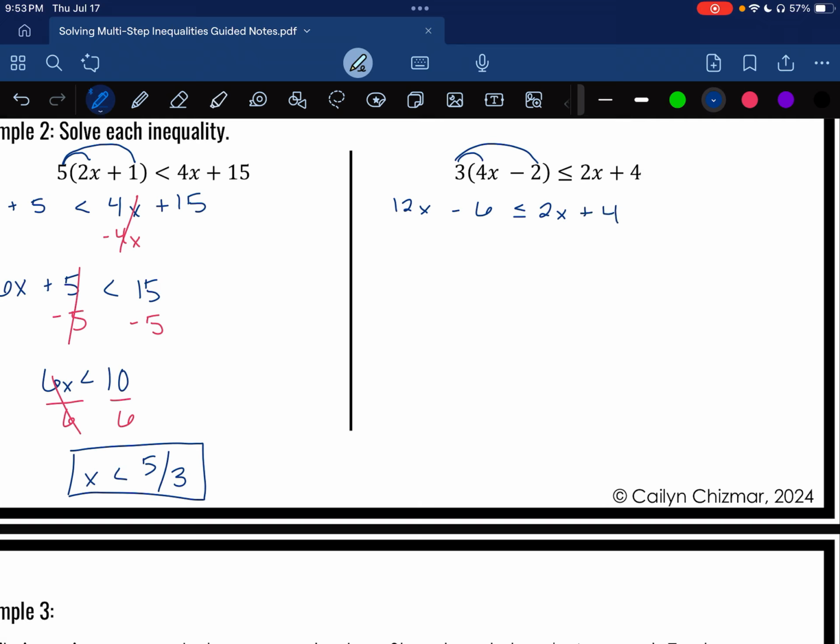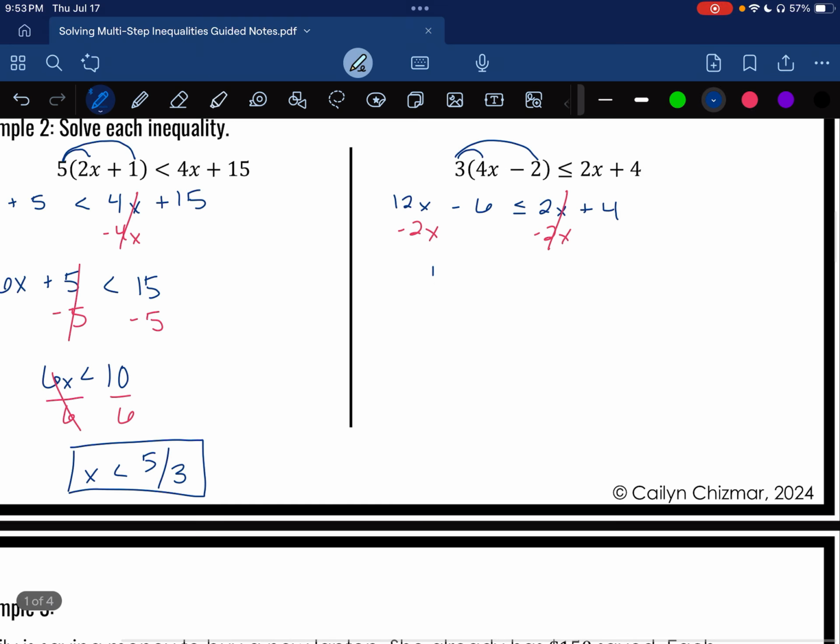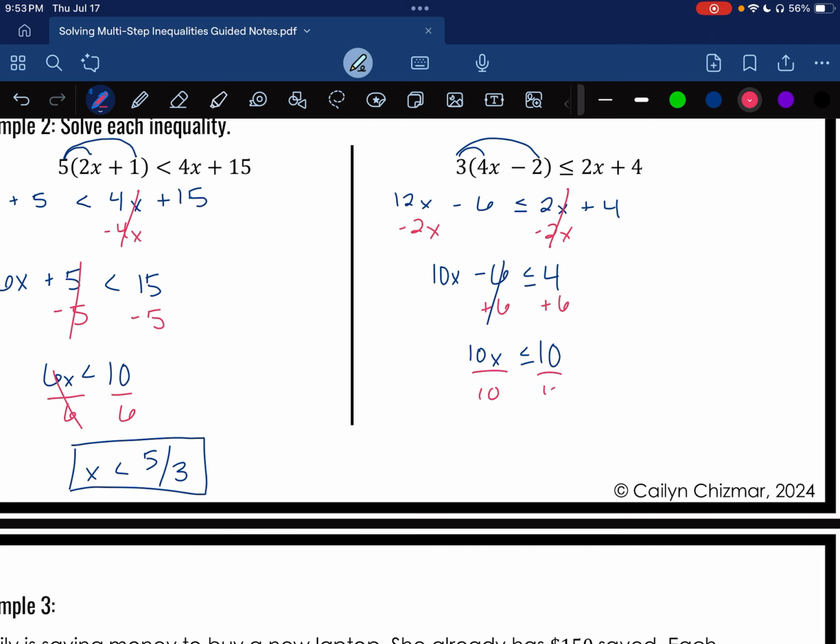Now we're going to take this 2x away from both sides. And we got 10x minus 6 is less than or equal to 4. Gonna get those constants on the same side, so we're gonna add 6 to both sides. We got 10x is less than or equal to 10. Divide both sides by 10. And we get x is less than or equal to 1. Very nice. All right, flip it over.